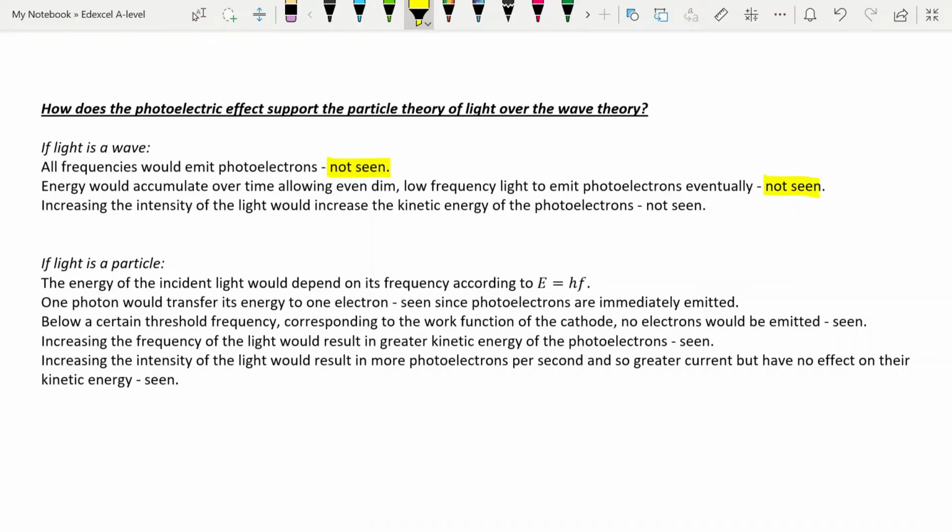That doesn't happen. It doesn't matter how long you leave it on. If the photon energy is not enough, it will not release photoelectrons. Also with wave theory, energy and intensity are effectively the same thing.